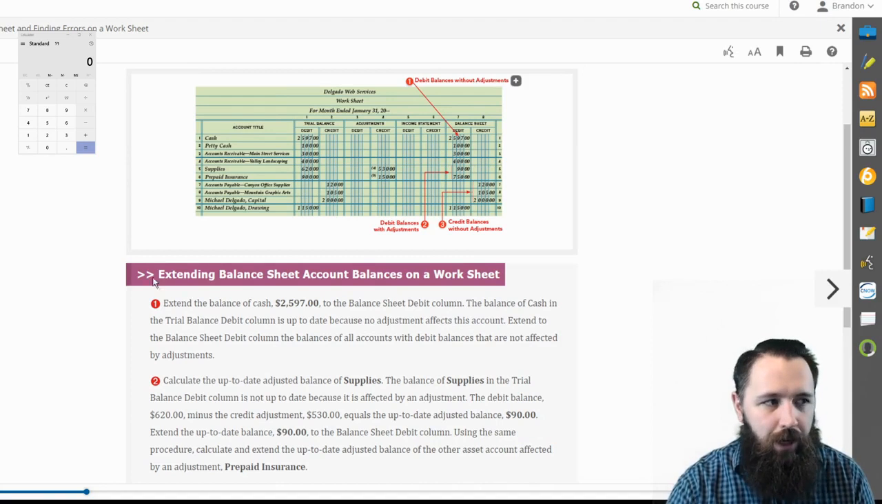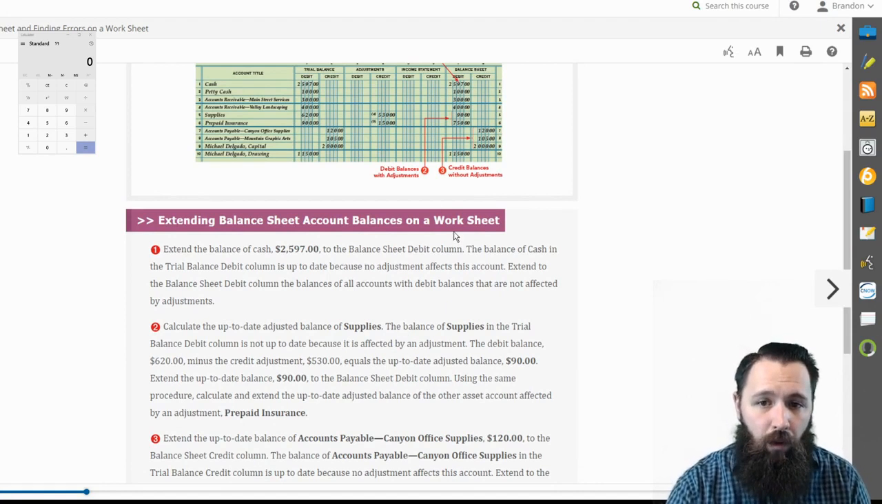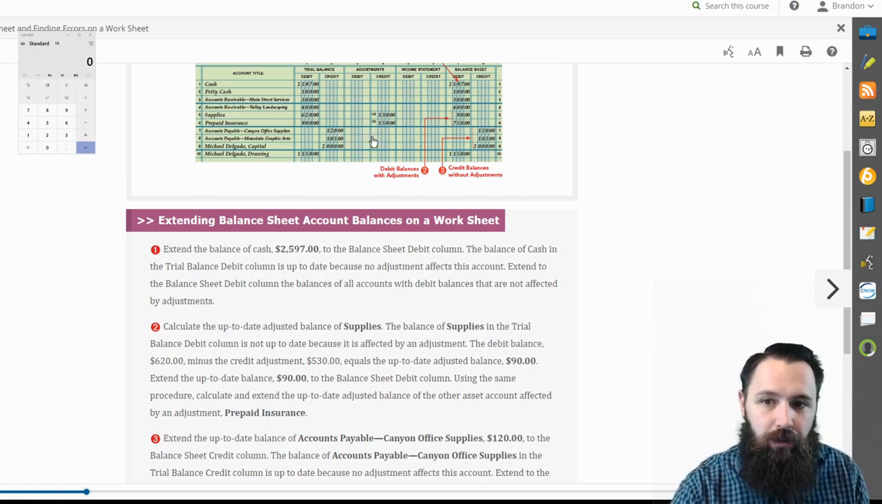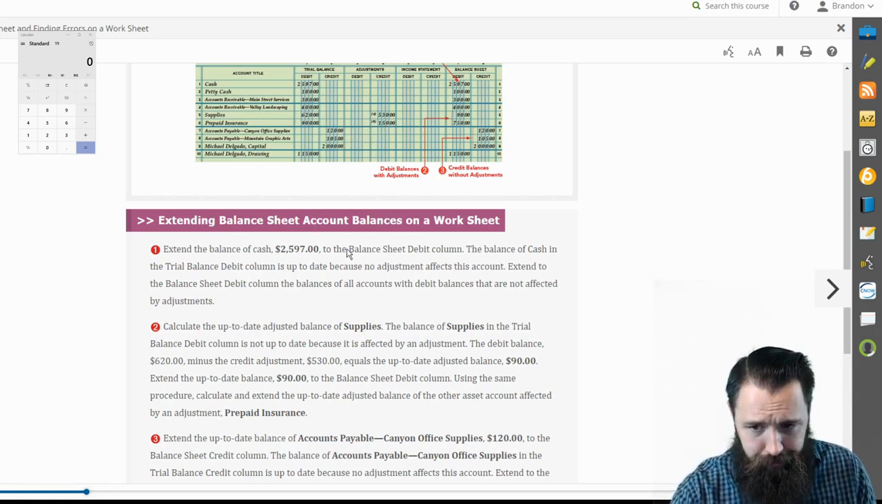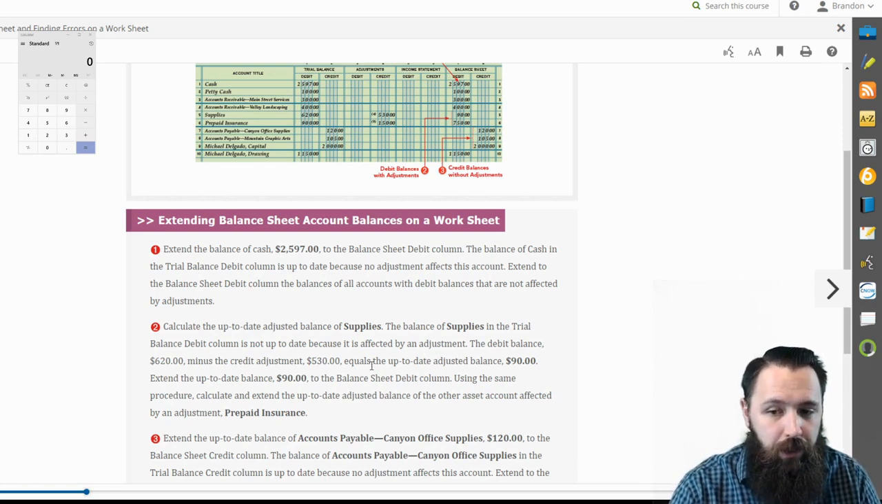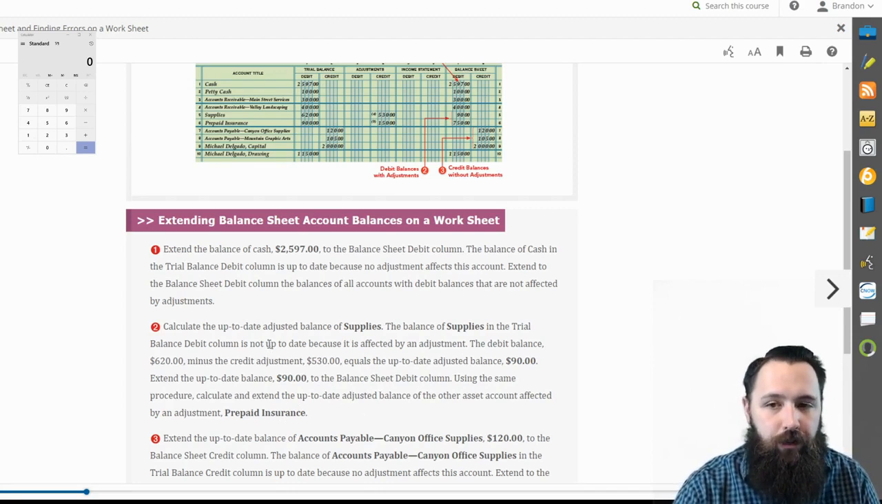So if we continue on here, it says calculate the up-to-date adjusted balance of supplies. So now we're going to supplies. And supplies is a little bit different because supplies have an adjustment, right? It already has an adjustment. It says the balance of supplies in the trial balance debit column is not up to date because it's affected by an adjustment. We went in at the end of the month and we adjusted that. The debit balance, $620, minus the credit balance of $530 equals the up-to-date balance of $90. Extend the up-to-date balance of $90 to the balance sheet debit column using the same procedure. Calculate and extend the up-to-date prepaid insurance as well.